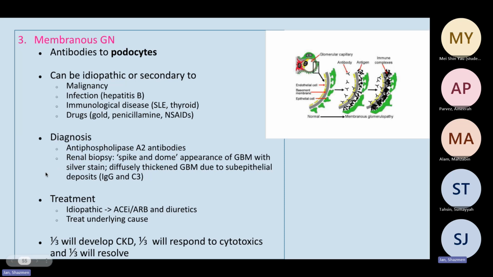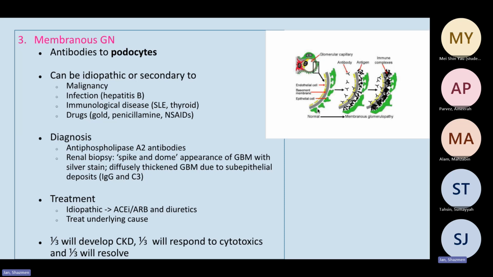The way that we diagnose it is by testing to see if there are any anti-phospholipase A2 antibodies present, and also doing a renal biopsy where you classically have this spike and dome appearance of the glomerular basement membrane if you stain it with silver stain. As well as this, the glomerular basement membrane is diffusely thickened and you have deposits of IgG and C3. We know that complement is involved in the formation of complexes, so you'll see those in the glomerular basement membrane. And because this condition involves antibodies, you're also going to see deposits of those in the kidney, in the biopsy.